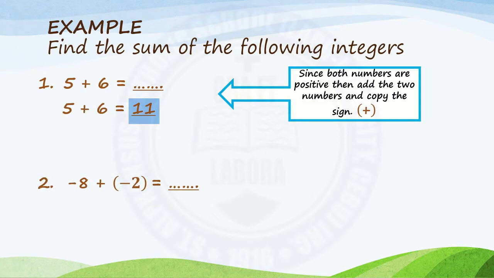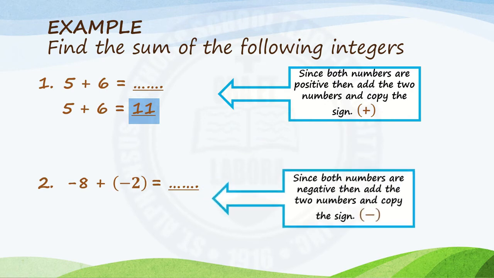Number 2, negative 8 plus negative 2. Again, they have the same signs. They are both negative. Add the two numbers. 8 plus 2 is 10, and copy the sign negative. So the answer is negative 10.